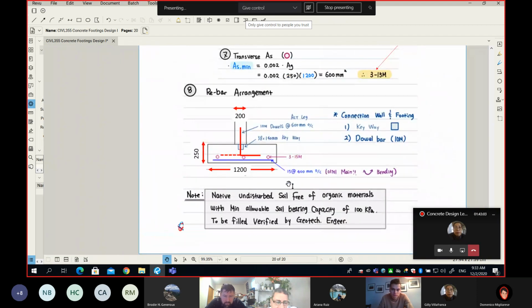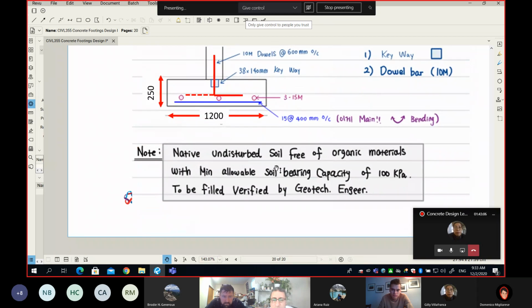Now, last one, please. This is very, very important. In order for us to protect ourselves as structural engineers, we always add this disclaimer under every single section of the building that has soil. Every section on the structure drawing that has soil, you will see this disclaimer. And what does the disclaimer say? It says here: native, undisturbed soil, free of organic material, with minimum allowable soil bearing capacity of 100 kPa to be field.